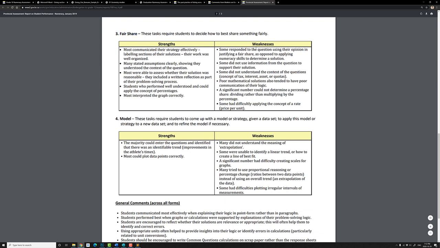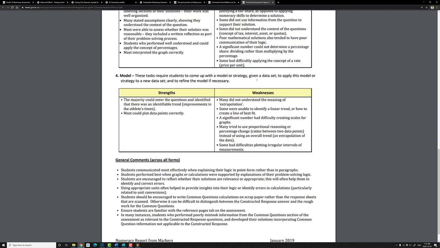What we have here is the concept of fairly sharing things. And make sure you're not just using your own opinion in justifying a fair share question. You need to actually show your math and numeracy skills.